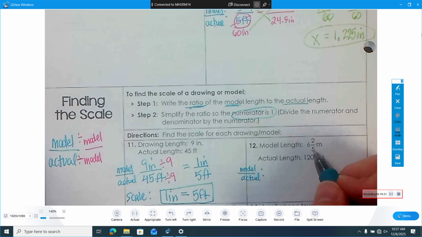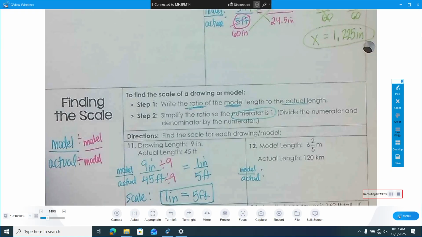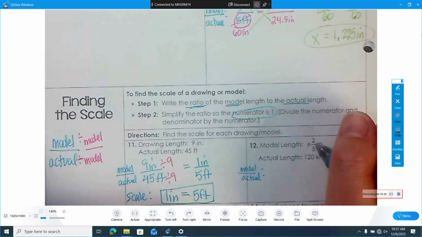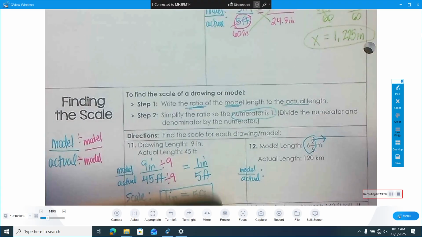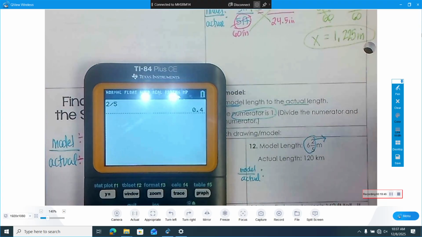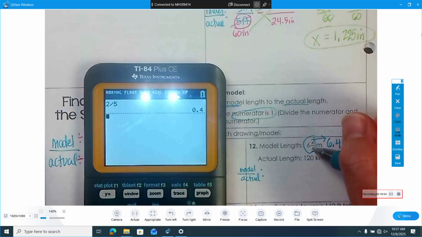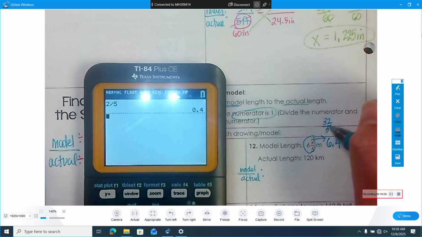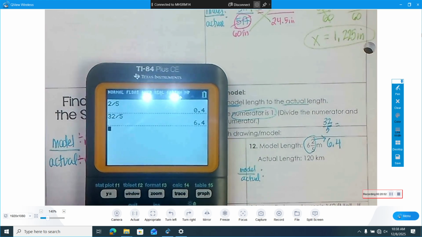Our model length is 6 2/5. How do we convert that? We can just do the fraction: 2 over 5 gives me 0.4. So just that fractional part is 0.4. What is the decimal then? 6.4. Yes, 6.4. We could also multiply and add, so you could get 30 plus 2 is 32 over 5, and 32 over 5 is 6.4. So either way you do that, you can figure out the fraction first and then add the whole.